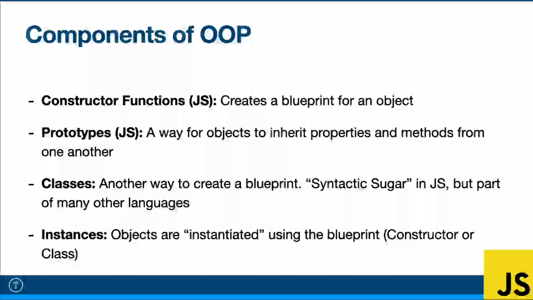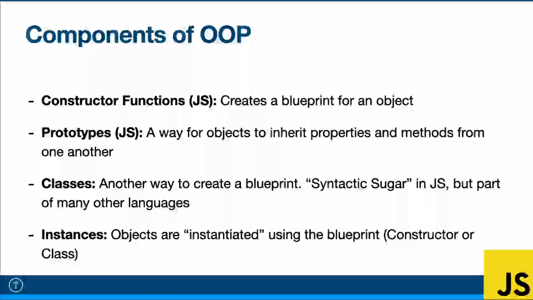Classes, which are another way to create a blueprint. Classes are syntactic sugar, so what we're actually doing under the hood is creating constructor functions and prototypes. Classes are just a cleaner, easier way to do that. And it's important to mention that a lot of other languages include classes as a core part of the language. Some of these include C#, C++, PHP, and many others. Java, of course.